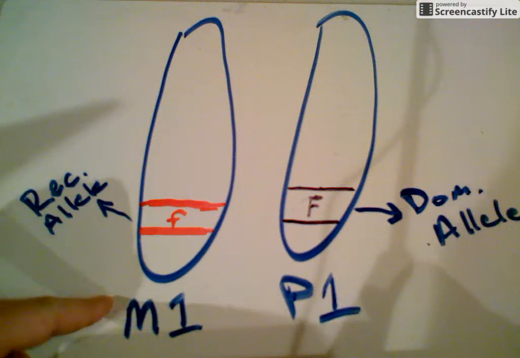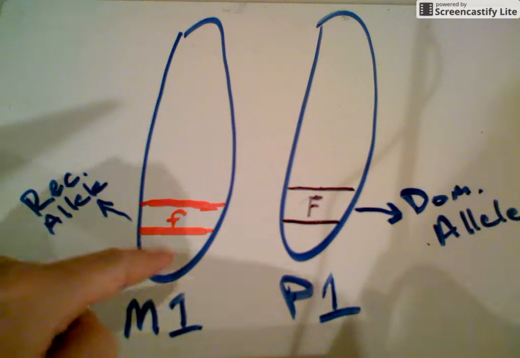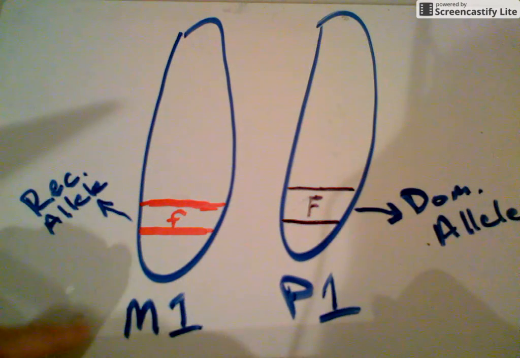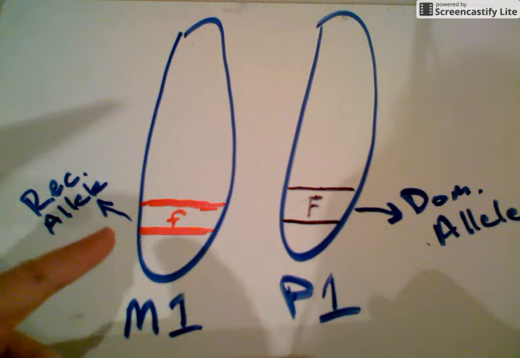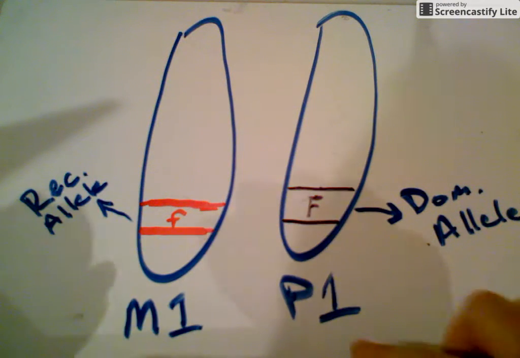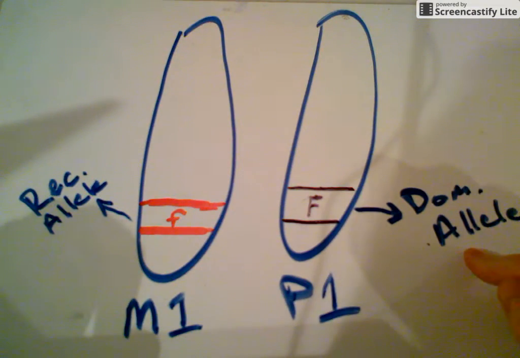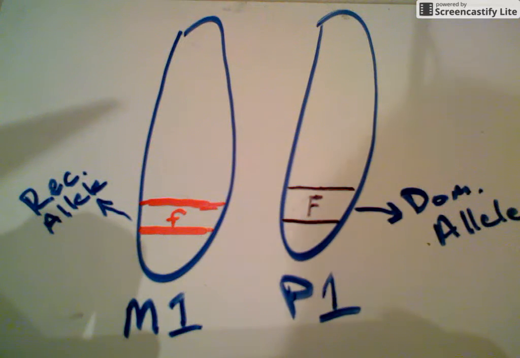This is an actual section of DNA that you are analyzing. So here we would see the maternal chromosome for chromosome 1. It has the recessive allele, and the paternal has the dominant allele. Here I'm using the letter F. We'll be looking at how freckles are inherited.